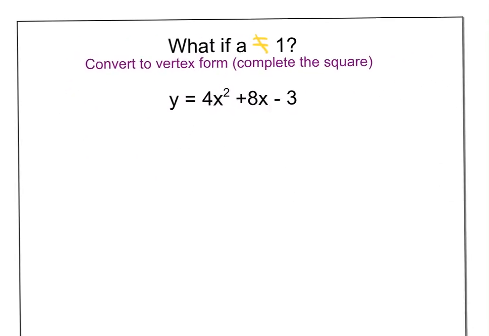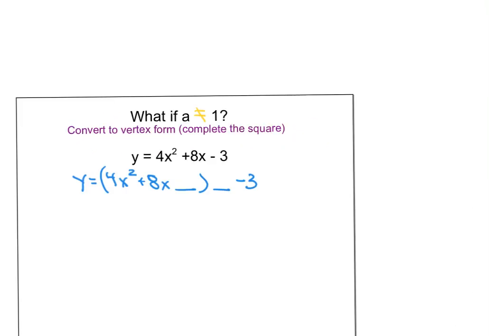The first example I'm going to show you is the standard form of the quadratic equation, y equals 4x squared plus 8x minus 3. The only thing different from the last video is that the a value is 4 instead of 1. I'm going to start the same way. I'm going to kick that c value out of the kitchen. Blank, parenthesis, blank, and I'm going to put that c value of minus 3 out on the edge.